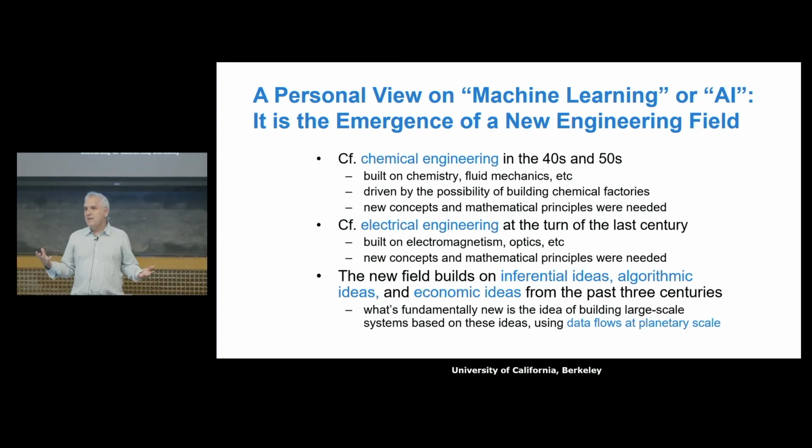They had to develop new ideas. New thermodynamics was needed, new scale, new fluid flow ideas. And it was still very, very hard. And new mathematics was needed. And that emerged as a field called chemical engineering in the 40s and 50s. Okay? Big change to our world.